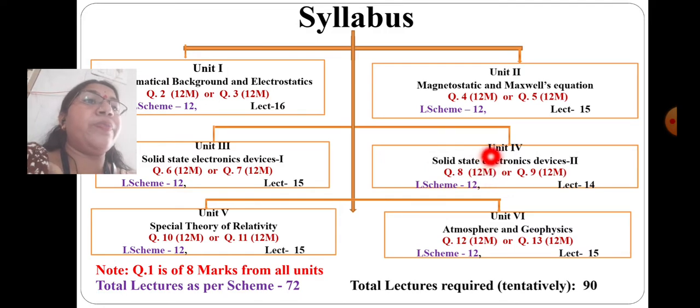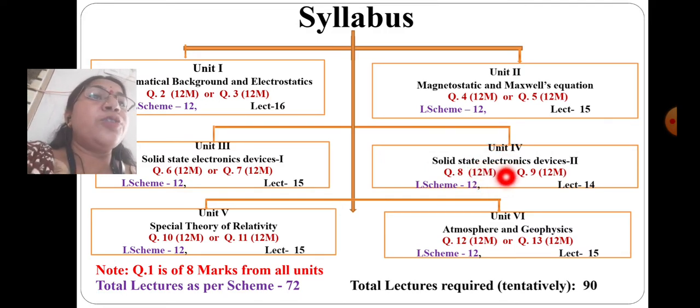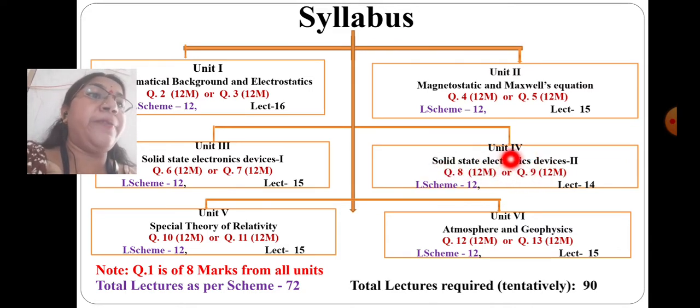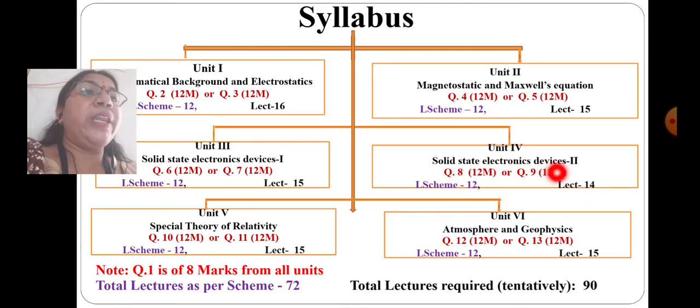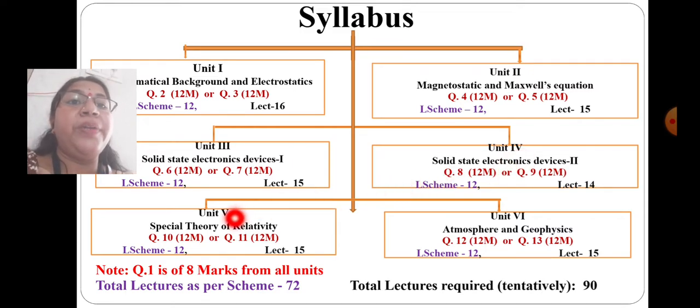Here also, this is unit number 4, solid state electronic devices 2. Question number 8 or question number 9 may be asked on this unit, having 12 marks. As per the university lecture scheme, 12 lectures are required, but we require 14 or maybe more than 14, that number is tentative. Now, unit 5 is the special theory of relativity.